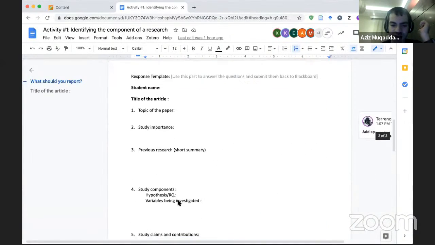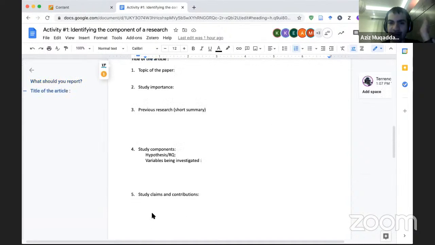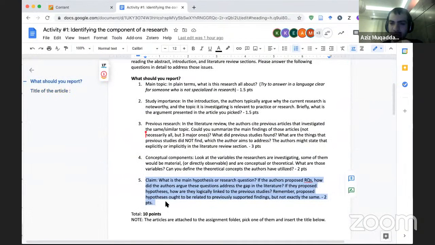Yeah, and you can see the template right here. So you could just fill this up and that will be it. And you can see the grading breakdown as well, like how many points per question. So yeah, that's it. Do you have any questions?